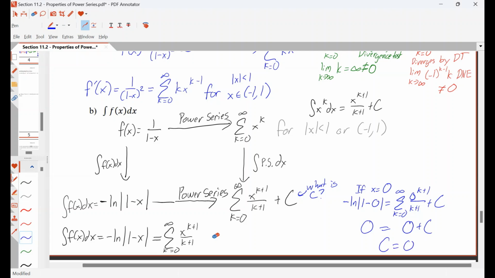So c is actually 0, meaning the power series for the negative natural log of the absolute value of 1 minus x is k equals 0 to infinity x to the k plus 1 over k plus 1. Last thing that we were just talking about is the endpoints. So if x equals 1, we get the series k equals 0 to infinity of 1 to the k plus 1, which is 1 over k plus 1.